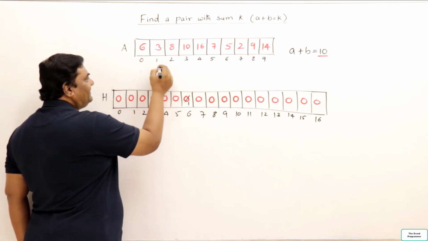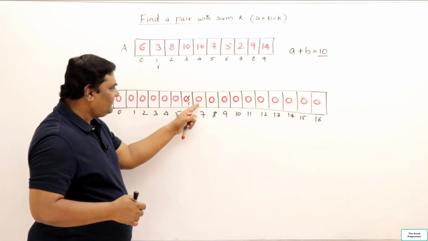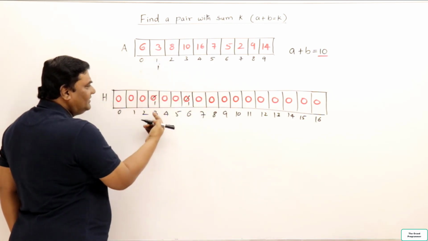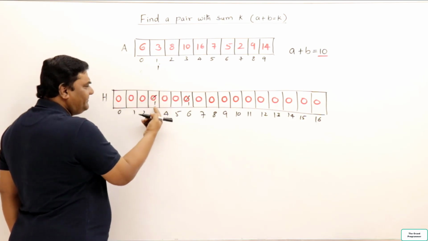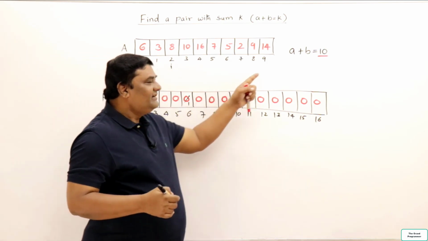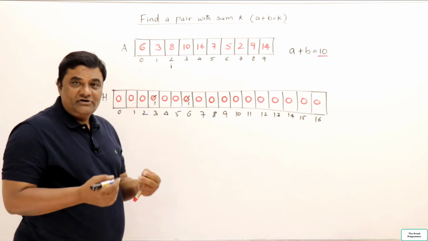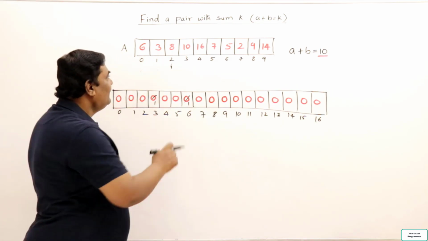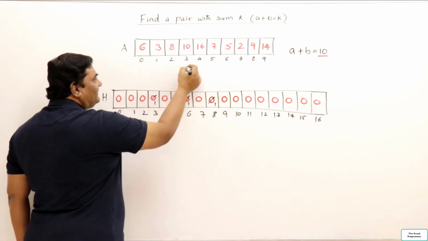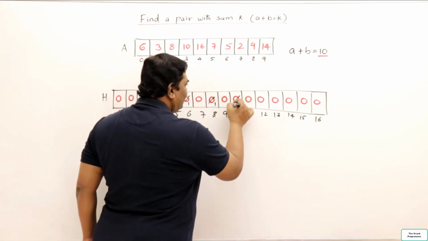Then move to the next element, 3. Now which is the element we need for making it 10? We need 7. Go to index 7. No, 7 is not there in the list. But we found the 3, so mark 3 as 1. I'm just incrementing the value, right? Then next is 8. For 8, which number do I need? That is 2. Go to index 2. 2 is not there, so there is no matching pair. Anyway, we got this 8, so mark it as 1. Then 10. For 10, I need 0. 0 is not there, but we got 10, so mark it as 1.